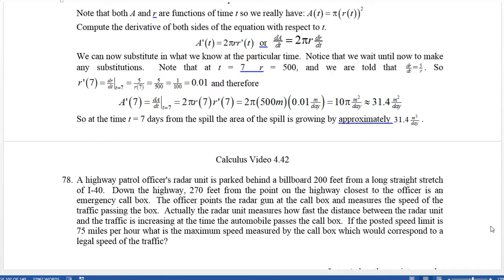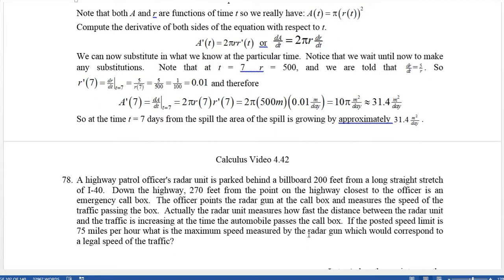The officer points the radar gun at the call box and measures the speed of the traffic passing the box. Actually, the radar unit measures how fast the distance between the radar unit and the traffic is increasing at the time the automobile passes that box. If the posted speed limit is 75 miles per hour, what is the maximum speed measured by the radar gun which would correspond to a legal speed of the traffic?